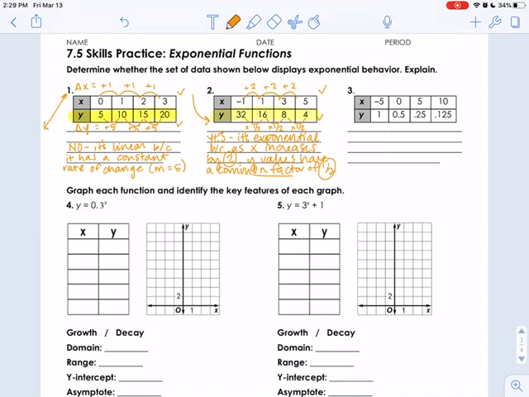And looking at number 3, we're first going to check our x values. I've got a negative 5, 0, 5, 10. These seem to be increasing by 5, and they are all the same, so that's good. So now I can check on my y values. I've got 1, 0.5, 0.25, and 0.125.